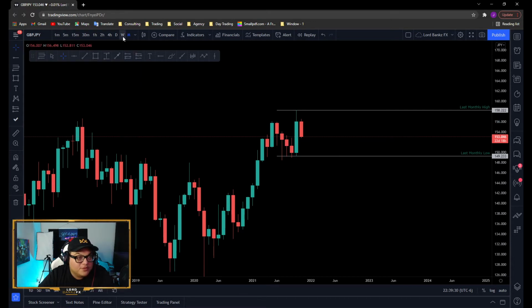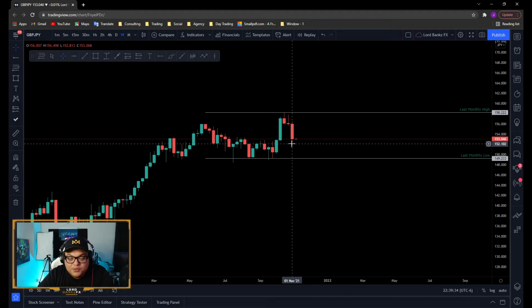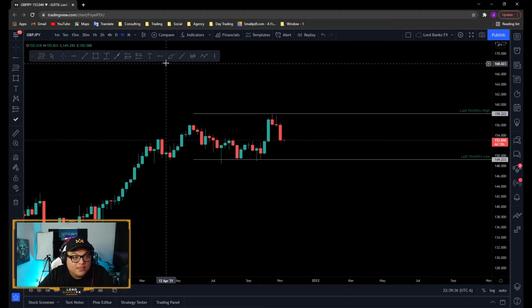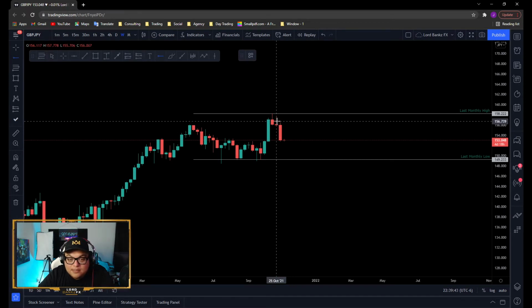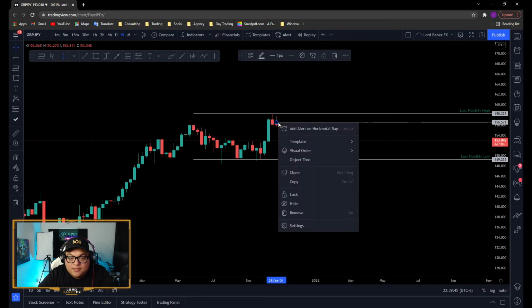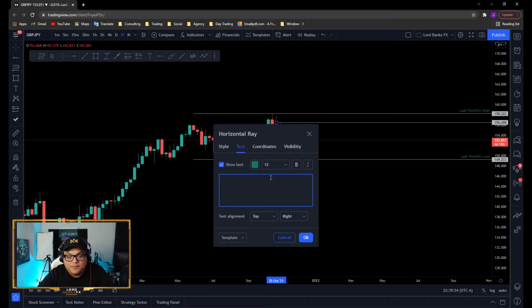So what we're going to do is come down to the weekly. And then we want to pay attention to the last week, see what the lows and high were. So if I look at the high on this, 156.498, let's set a marker right there. Last week high.